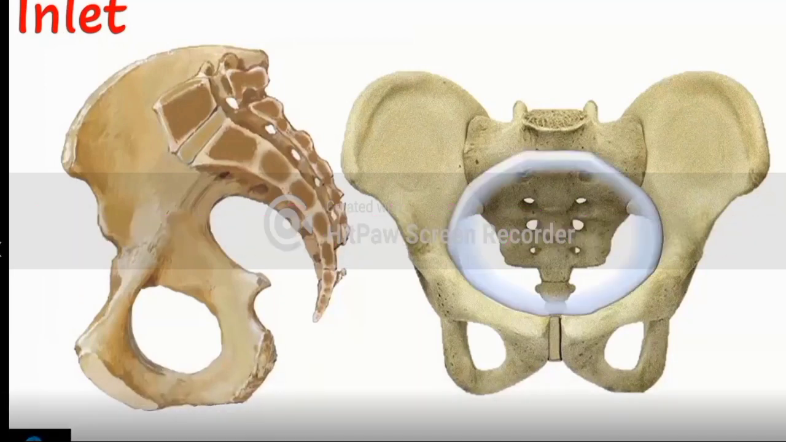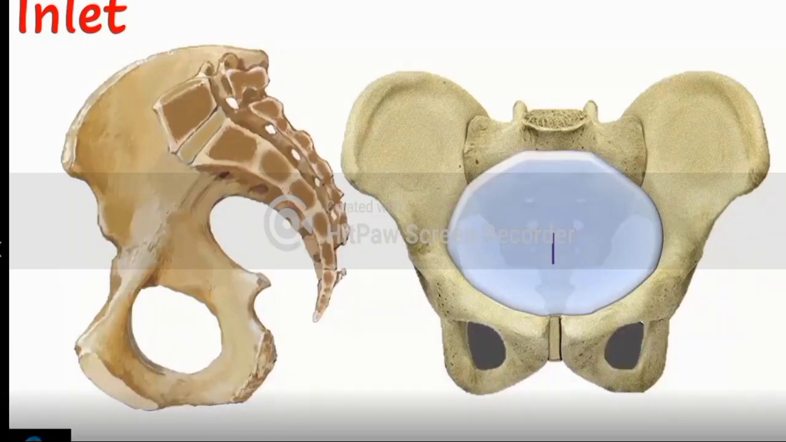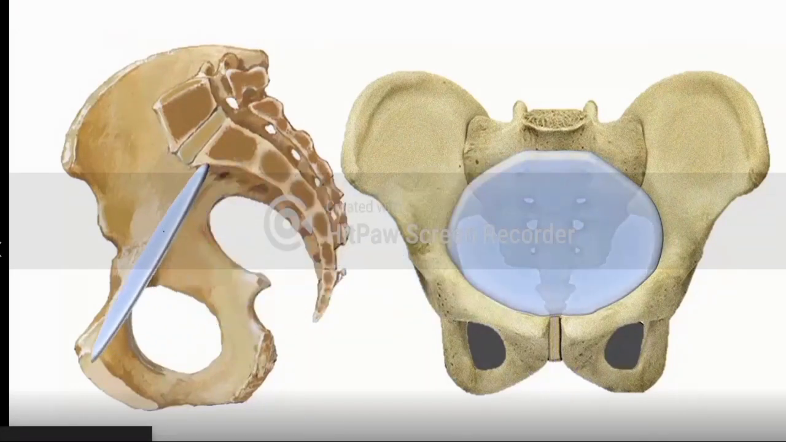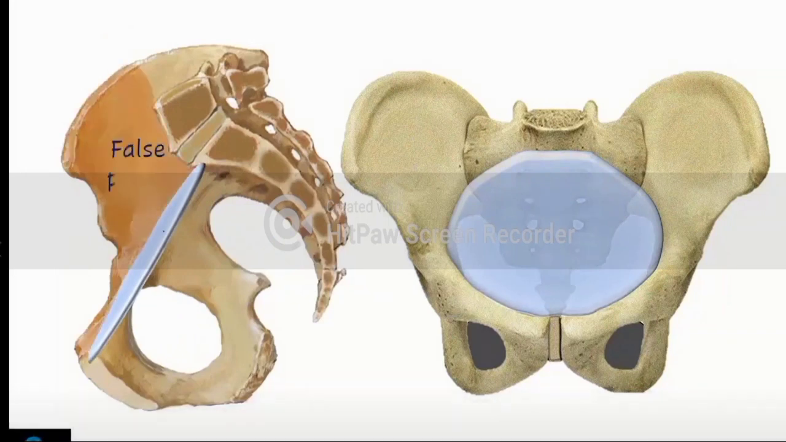The plane of pelvic inlet is called pelvic brim. It divides the pelvis into false pelvis above the brim and the true pelvis below the brim.